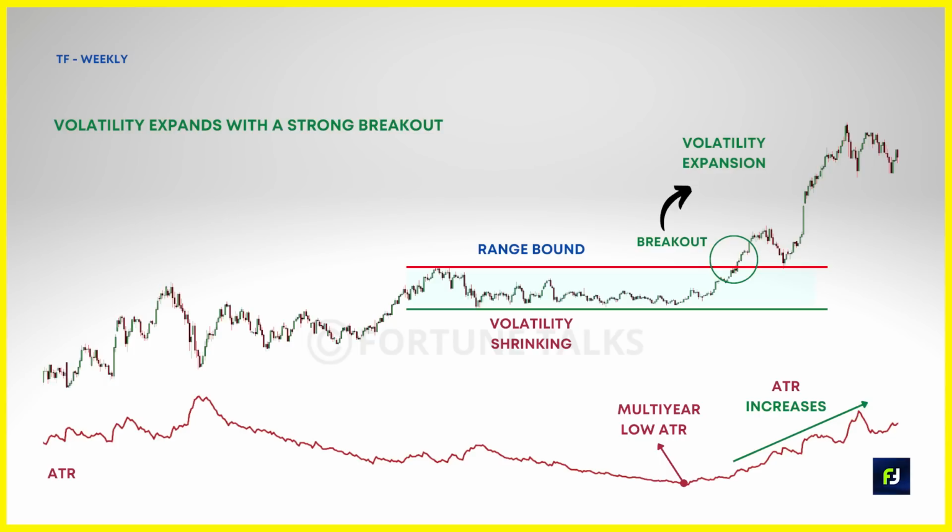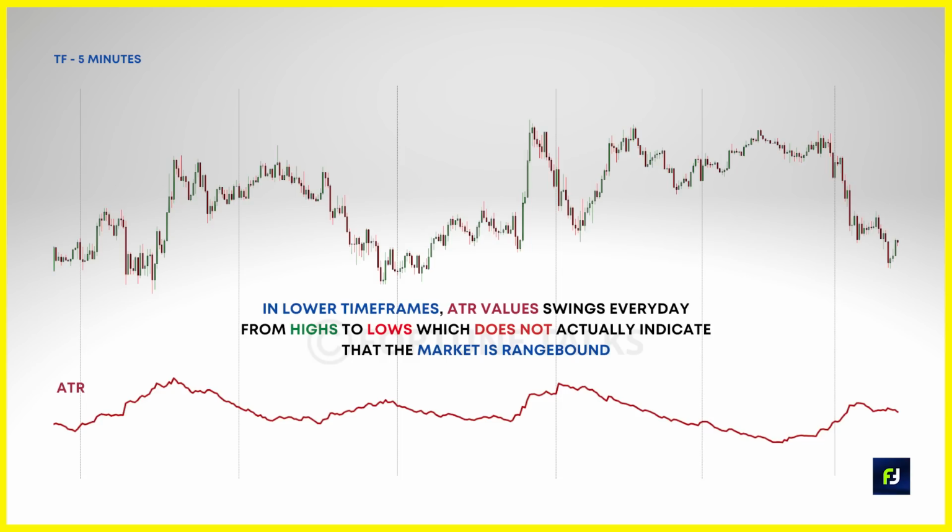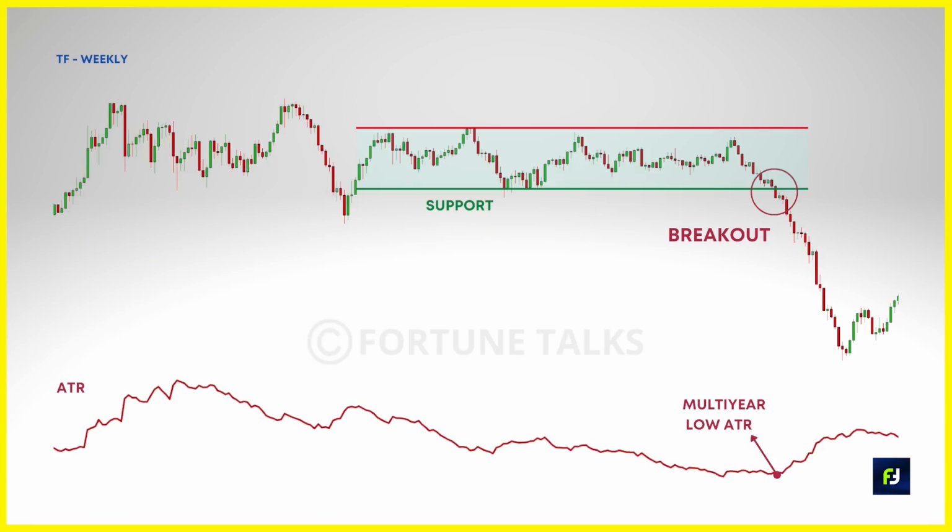Now, the reason why this method is not particularly reliable in lower time frames is that ATR values swing every day from highs to lows, which is not really indicative that the market is range bound. It just means that the market volatility is declining. But when we consider ATR of much higher time frames like weekly or monthly, and if the values are coming out very low in terms of a few months or years, then there is a good chance that the market could potentially be in a range, and thereby you could get a highly profitable trade in the direction of the breakout from the range.